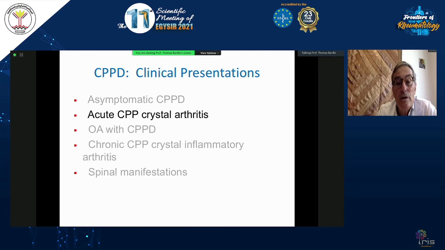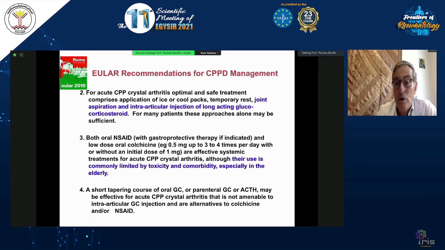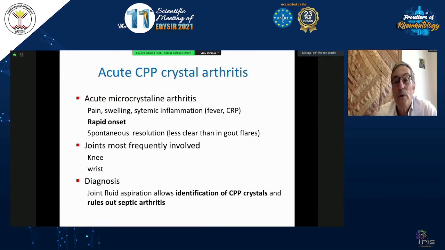The most typical presentation is the acute microcrystalline arthritis, which was called pseudo-gout because it has the same features of the gouty arthritis. It's a microcrystalline arthritis with pain, swelling, often fever, always elevation of the CRP. And the two features which are characteristic of acute microcrystalline arthritis are their rapid onset. This is also true in CPPD as in gout.